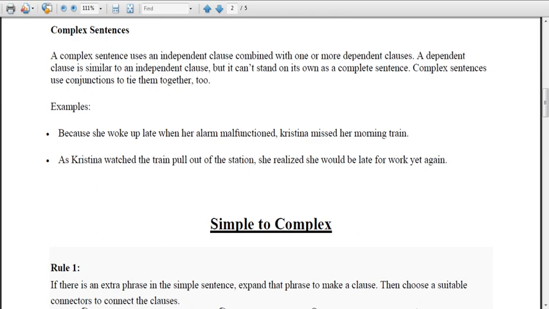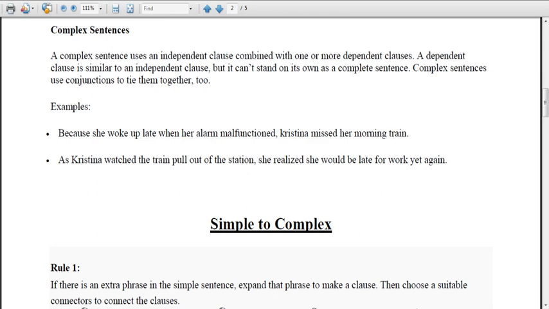So what does the definition of a complex sentence say? A complex sentence has an independent clause, so there should be an independent clause that can express meaning or stand alone, combined with one or more dependent clauses. So along with one independent clause, there should be one or more dependent clauses. A dependent clause will depend on the independent clause for its meaning.